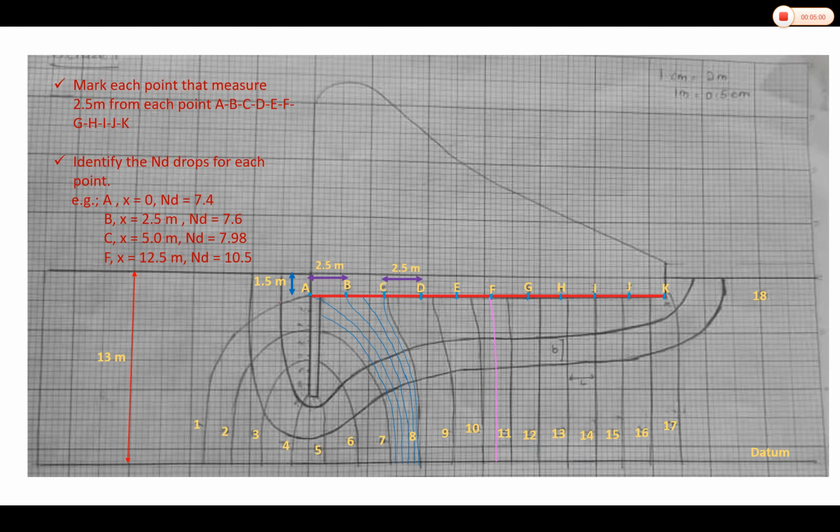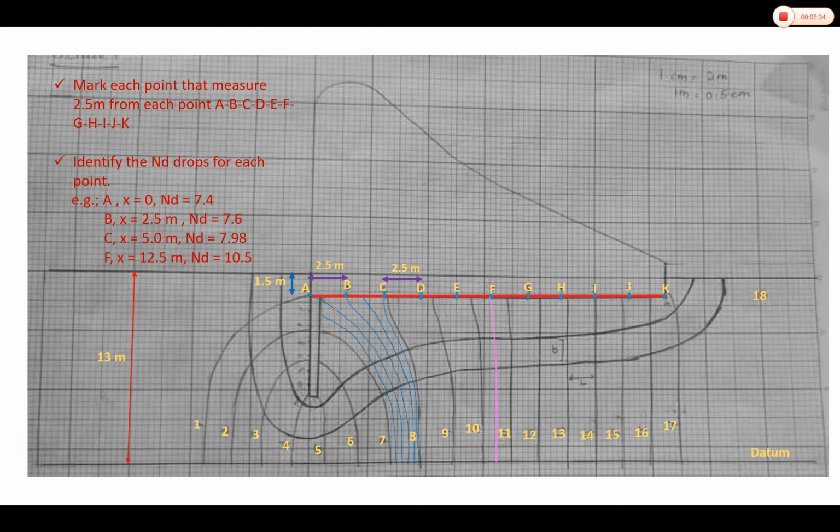Okay, it is due to the sheet pile. So if you look at point A, B and C, D and so on till point K, it's more on the flow line at the right side. So that's why I use that 7 point something for the ND at point A. Okay, so at point A, roughly estimate, because the equipotential line is between 7 and 8.